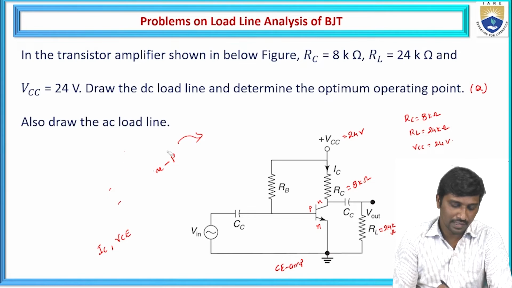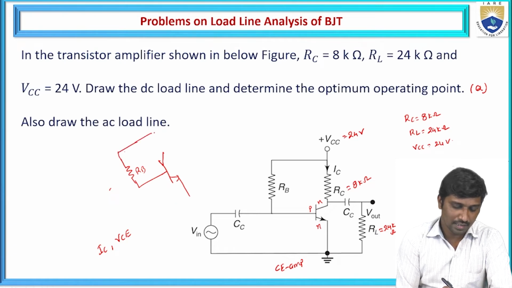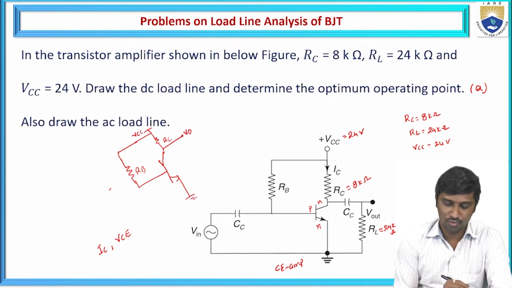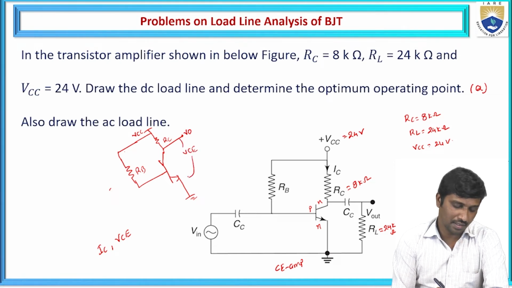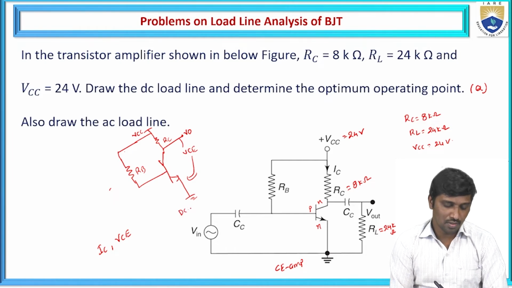So under the DC load line analysis, the equivalent circuit shows like this. It is biased with RB, connected to the base and the collector. The emitter is connected to ground, and the collector is biased with RC and a DC biasing source plus VCC. The emitter is connected to ground, and this is your output node V0, which is nothing but the VCE parameter here. And this is the DC equivalent circuit.